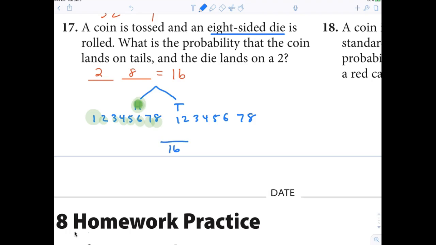Now let me make sure I'm writing this down. You can get a head 1, head 2, head 3, head 4, head 5, head 6, head 7. Is that good with you? I can also get a what? Don't help him any. Yeah, there you go. Tail 1, what? I'm just writing them out.